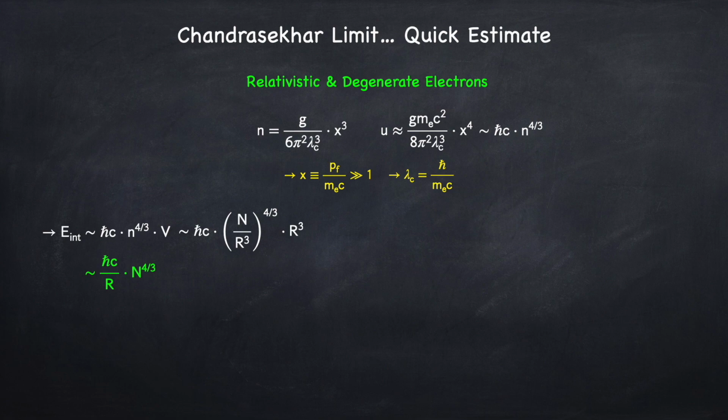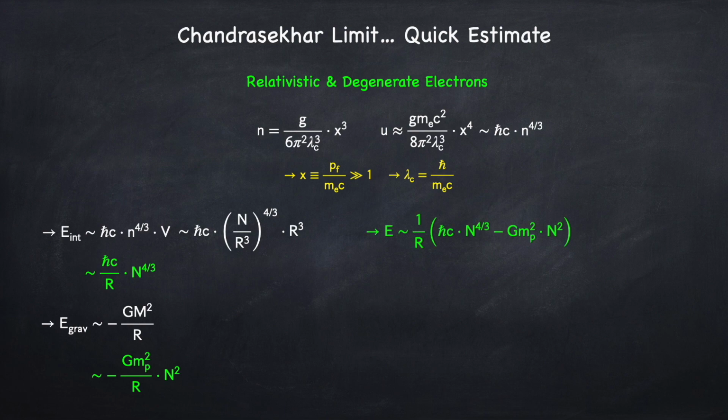The gravitational potential energy is just given by Newton's law of gravitation, where G is Newton's constant and m is the mass of the star. And the mass of the star will be basically the number of electrons times the mass of a proton. Summing these two types of energy gives us the total energy of the star. And what's important to notice here is that in the case of relativistic matter, both of these terms scale as 1 over r. So let's investigate this for a second.